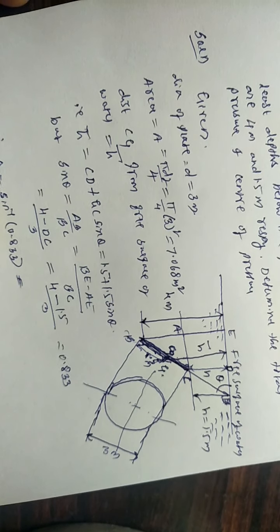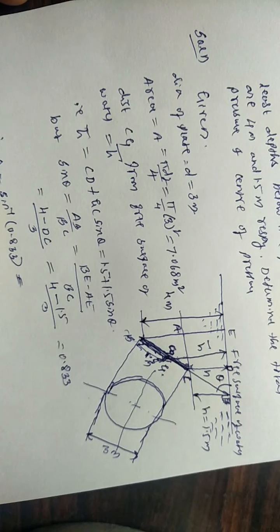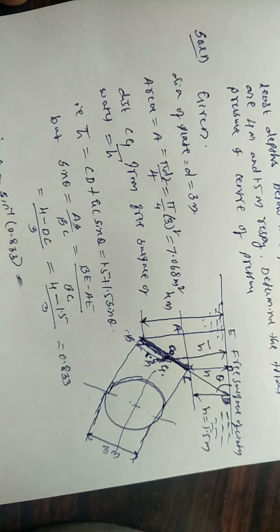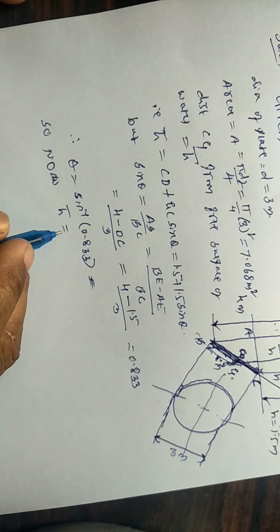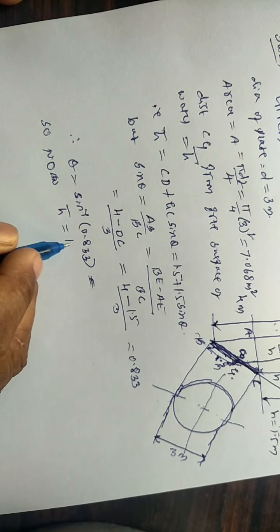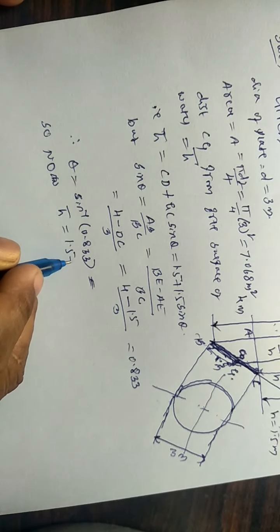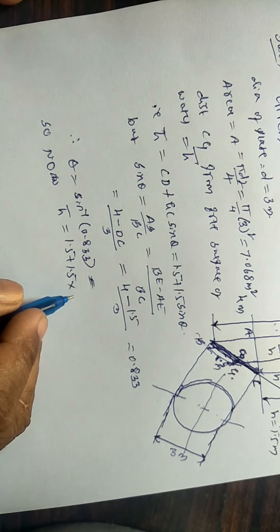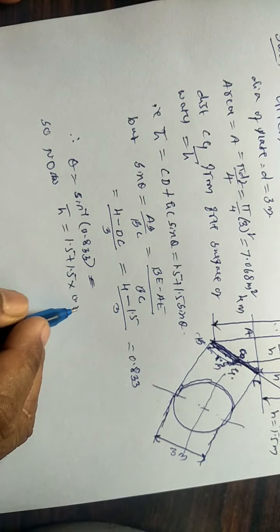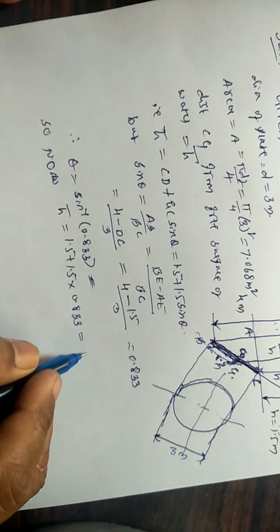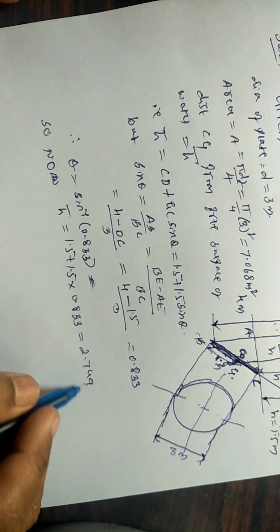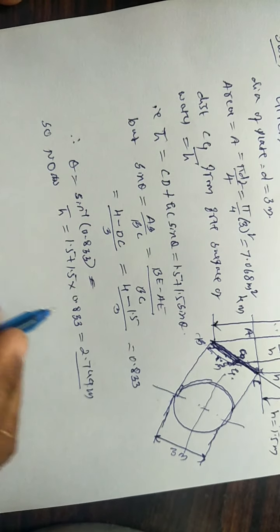So now h bar equals 1.5 plus 1.5 into sin theta, which is 0.833. So the total answer is 2.749 meter.